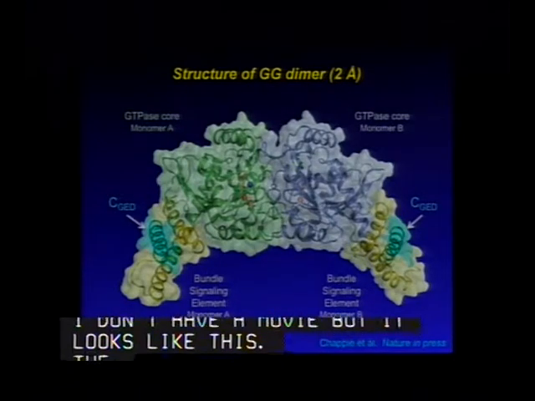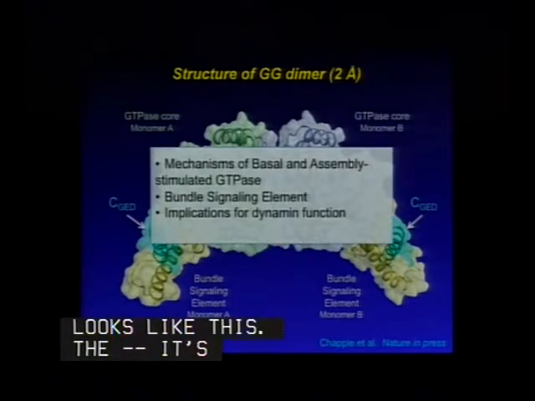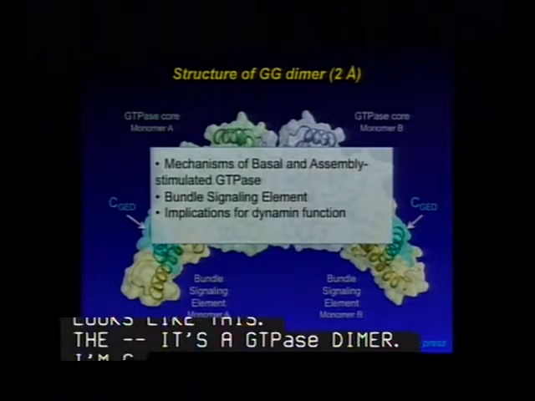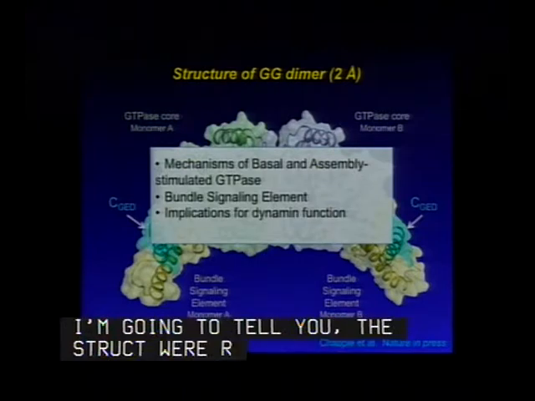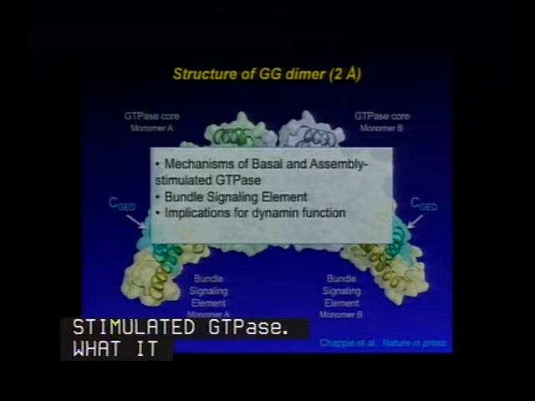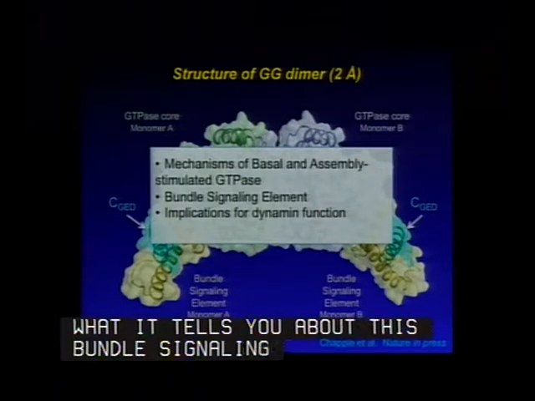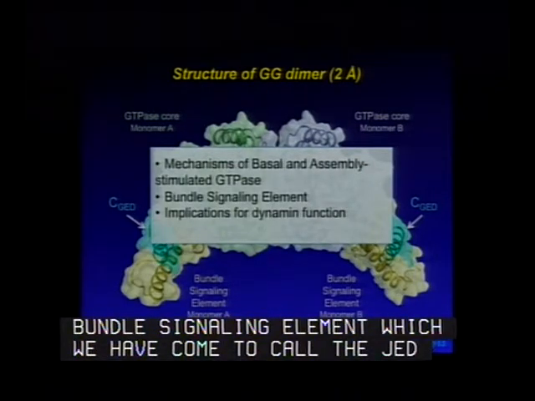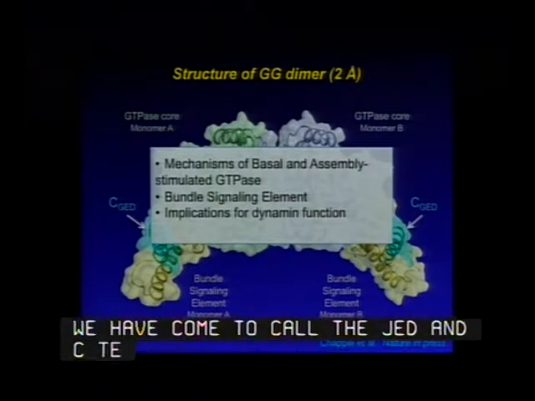It's a GTPase dimer, bundle signaling element, so I'm going to take you through this. I'm going to tell you that this structure reveals the mechanisms of basal and assembly-stimulated GTPase activity, what it tells you about this bundle signaling element, which we've come to call the GED, N and C terminal GTPase domains, and the implications for dynamin function in the last 2 minutes.